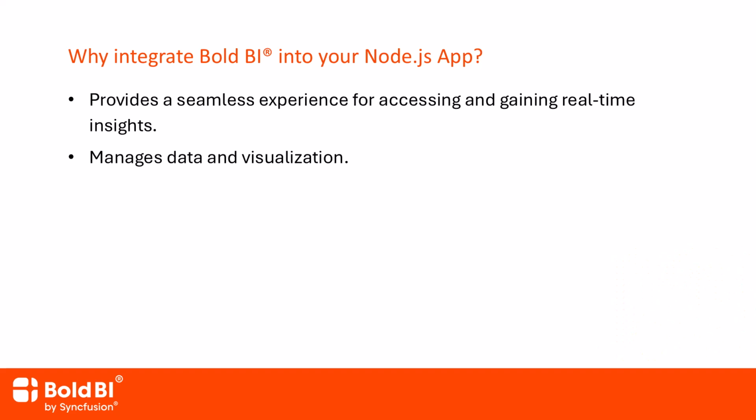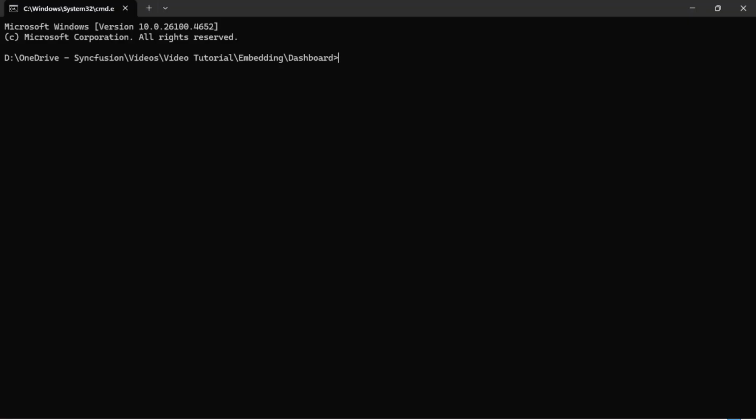Let's get started. I've already installed Node.js and Python on my machine to create a Node.js application using Visual Studio Code. Next, I create a folder for the application and navigate to it.